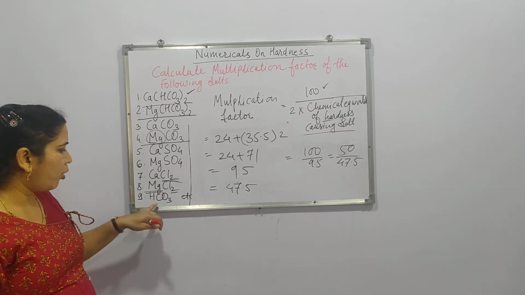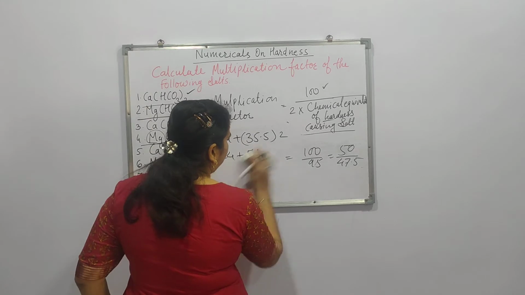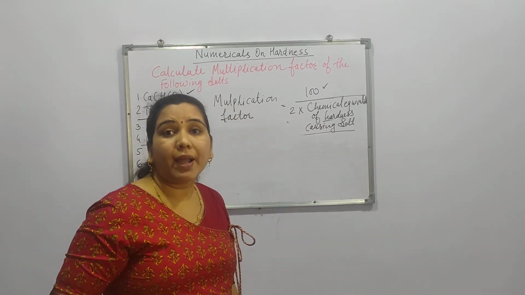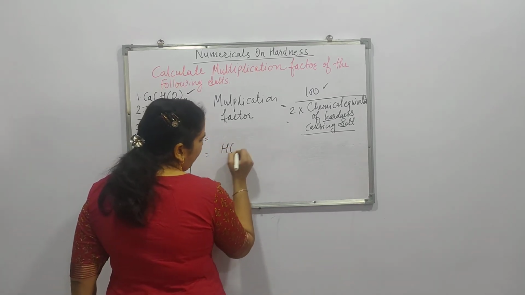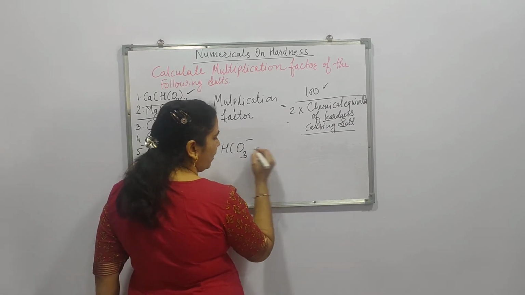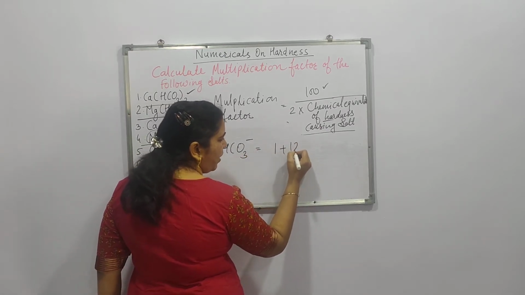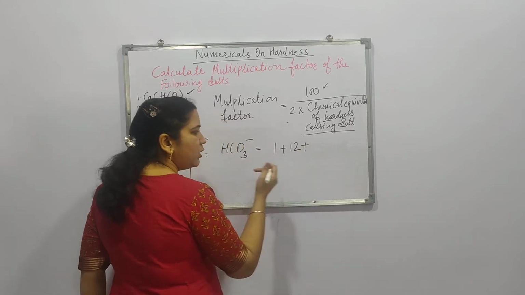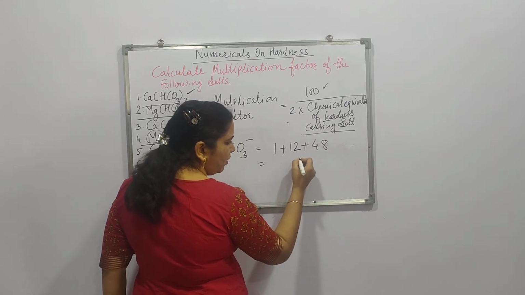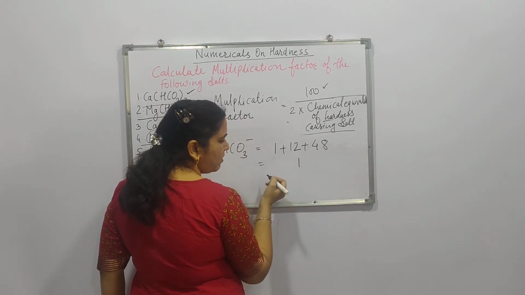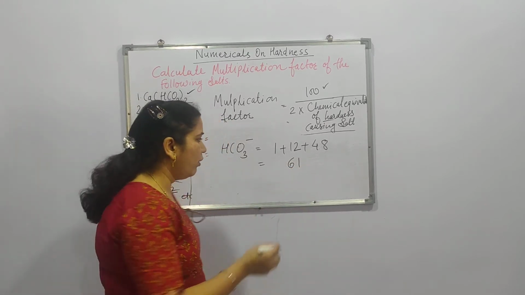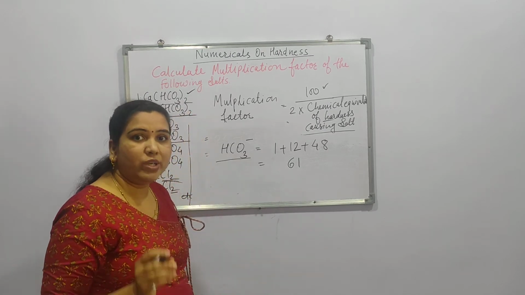Now next important one, HCO3 negative. Sometimes the salts are not directly given, but the impurities are given in the form of ions. Now to calculate its molecular weight: hydrogen 1 plus carbon 12 plus oxygen 16 into 3, which is 48. So 61 is the molecular weight of HCO3 negative, though it is an ion.